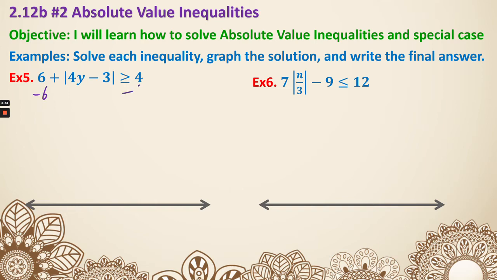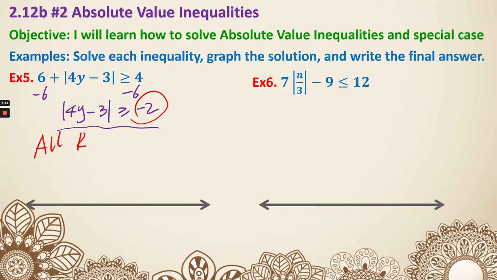Subtract 6 on both sides. We got 4y minus 3 is greater or equal to -2. Again, this is the isolation step where we are trying to get the absolute value by itself. And now we can actually decide if it's a special case or start separating the cases. The right side is a negative number. An absolute value is always going to be greater or equal to a negative number. So the answer is automatically all real number.